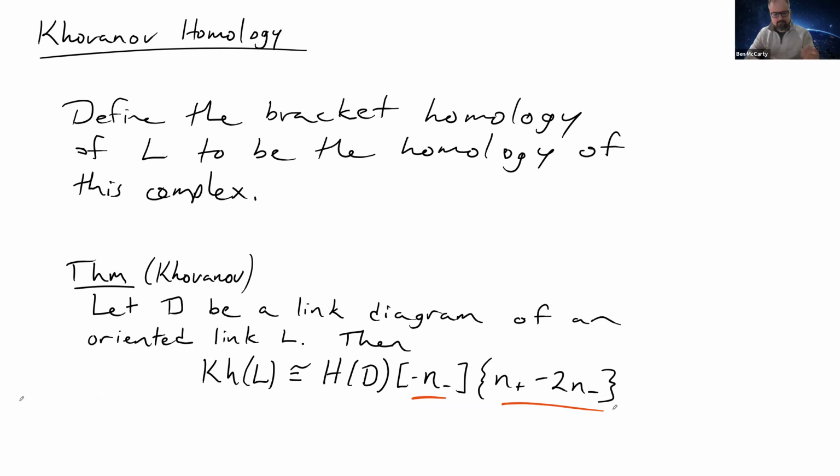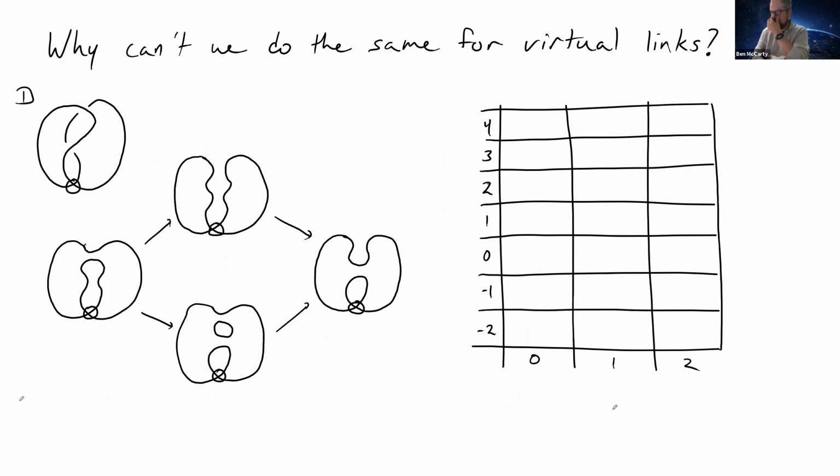and then I create homology theory out of that. Well, we run into problems, as you might guess. Here's a 2-crossing virtual unknot. Okay, and well, we can go ahead and start filling in, try to do the same thing.